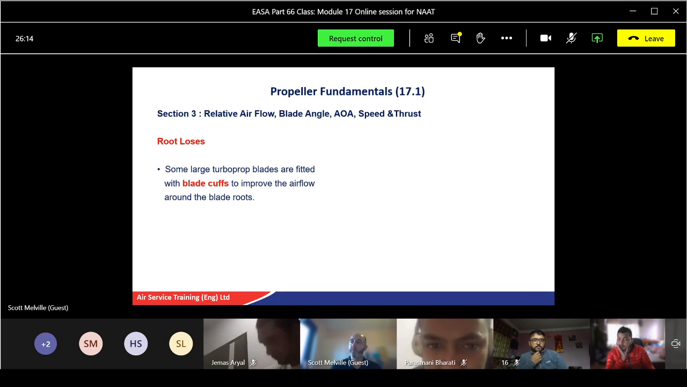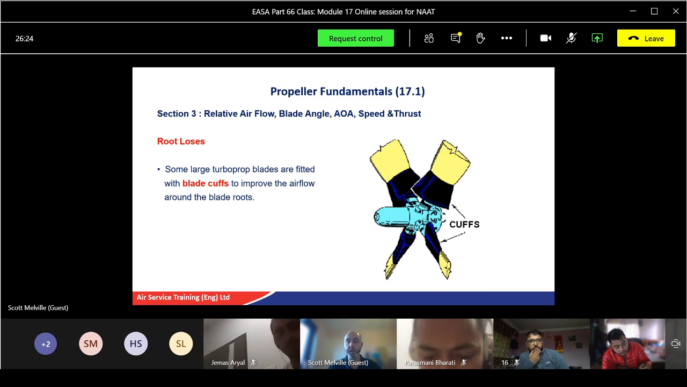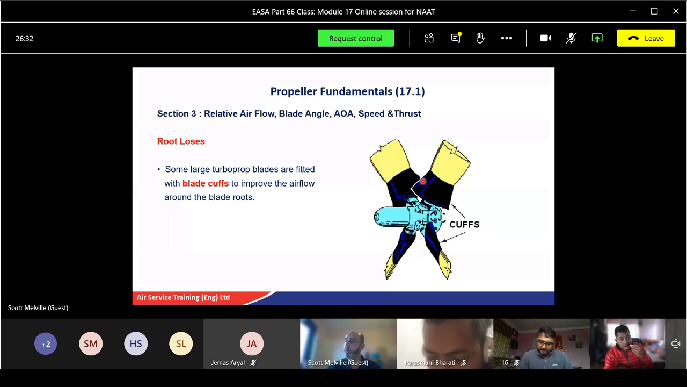Some large turboprop blades are fitted with what's called blade cuffs. Again, another thing to highlight in your books. Blade cuffs are like an airfoil covering to help prevent vibration and turbulence. And you can see here, they're just covers. That's all they are. They're just airfoil covers that fit over the shank of the actual propeller and just help promote the airflow around the centre part, the slower moving part of the propeller.